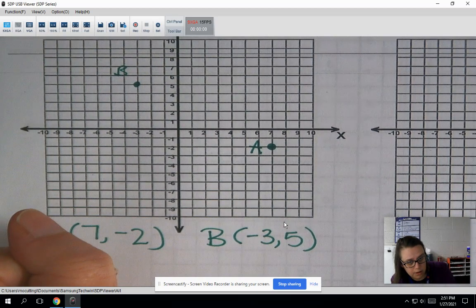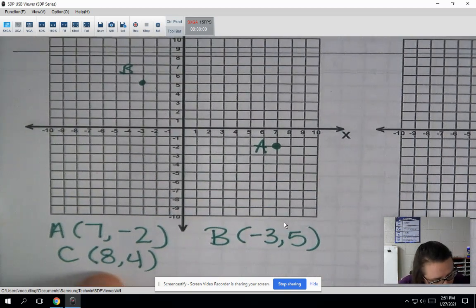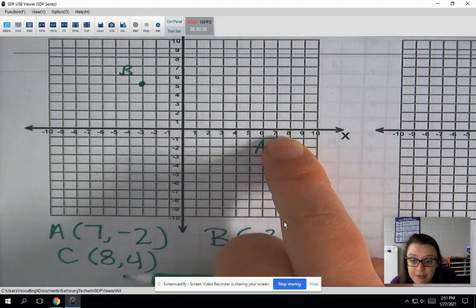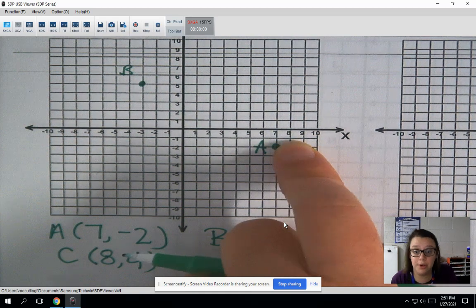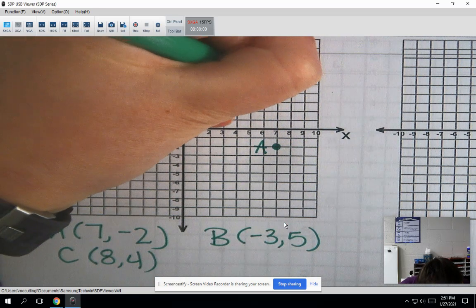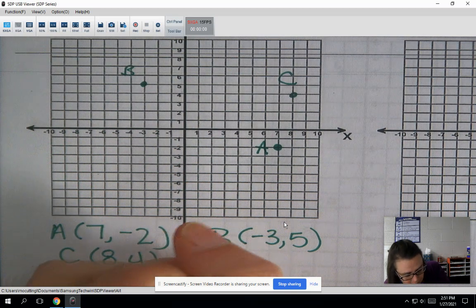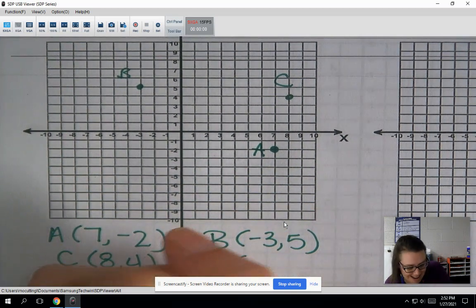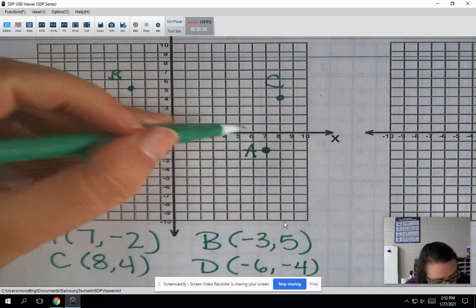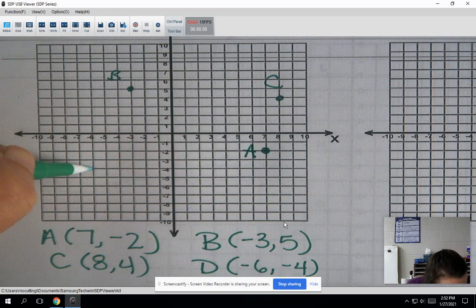Point C, we're going to plot at 8, 4. So that 8, it's +8, so I'm going to go across to 8, and then +4. So this is just like the graphs we were doing earlier this week. So I'm going to go up to +4. And that's point C. And then point D is going to be negative and negative. -6, -4. So -6 going across, and then -4, I'm going to have to go down.